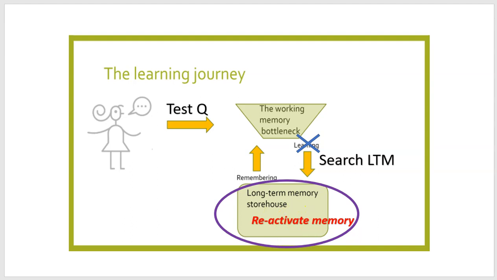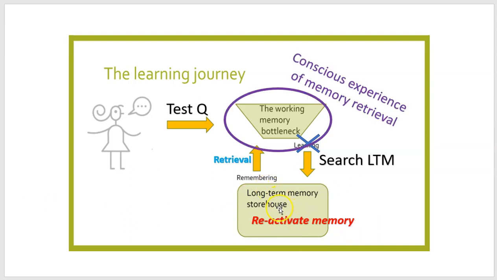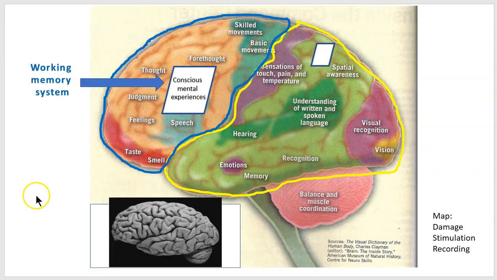the original learning episode, then we're going to load up that information into the working memory system, and we would experience memory retrieval. We'll have a conscious experience of pulling something up out of our long-term memory system. Now in the next part, we're going to see how these memory systems are implemented in the human brain.